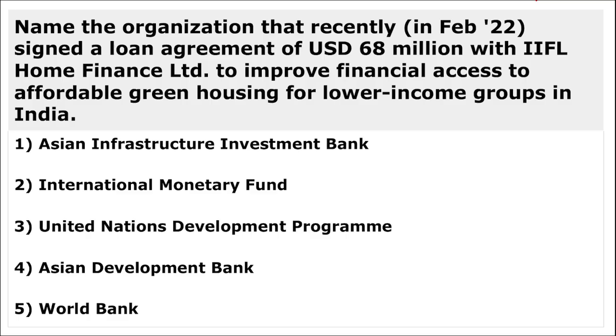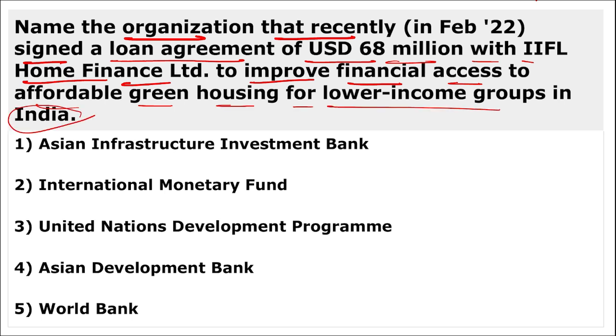Next question. Name the organization that recently signed a loan agreement of $68 million with IIFL Home Finance Limited to improve financial access to affordable green housing for lower income groups in India. Tell me, which organization? It will be the Asian Development Bank, which has signed an agreement to provide a loan to lower income families in India so that they can afford their own houses.